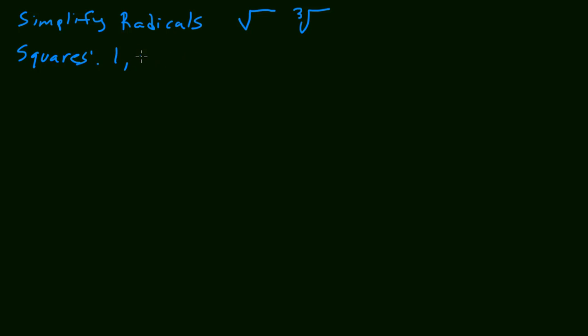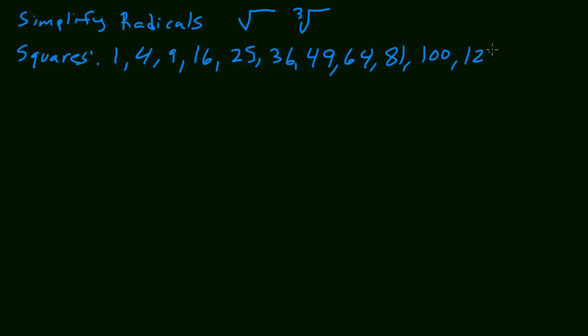So let's just list off our squares. 1 squared is 1, 2 squared is 4, 3 squared is 9, then we have 16, 25, 36, 49, 8 squared is 64, then we have 81, 100, 121, 144. You can go further, but for most of our problems, that's going to be enough.